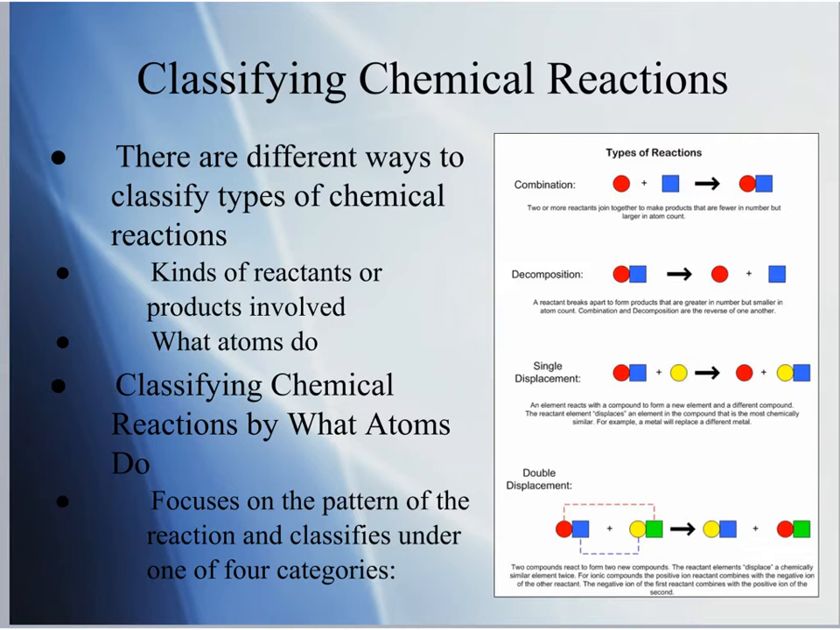And then the second way that we can classify types of chemical reactions is by what the atoms are actually doing. And that's what we're going to talk about today. So these types of chemical reactions, looking at what atoms are doing, involve these four: combination, which we also call synthesis, decomposition, single replacement, and double replacement. These focus on patterns of what's happening with the actual elements and atoms themselves.